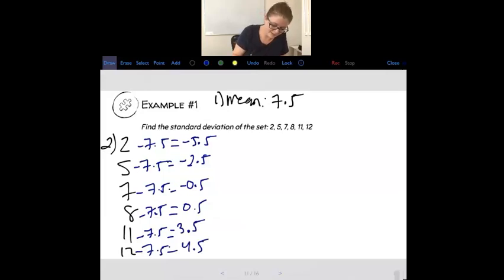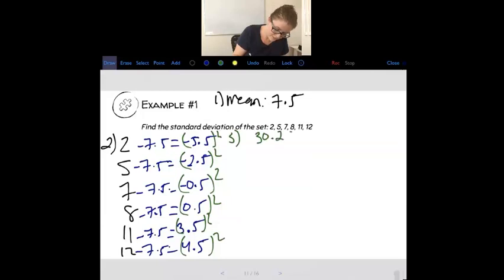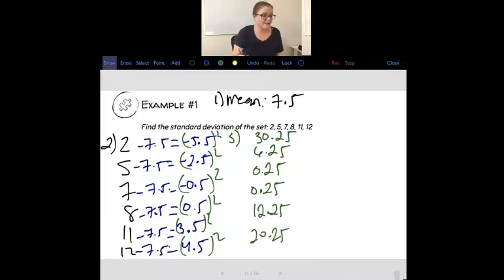Now in step 3, I'm going to do it in a different color, but what we'll do is we'll end up squaring all of these values. And so I will write those in green. So negative 5.5 squared is 30.25. Negative 2.5 squared is 6.25. Negative 0.5 squared is 0.25. 0.5 squared is 0.25. 3.5 squared is 12.25. And then 4.5 squared is 20.25. Okay, so that's step 3.